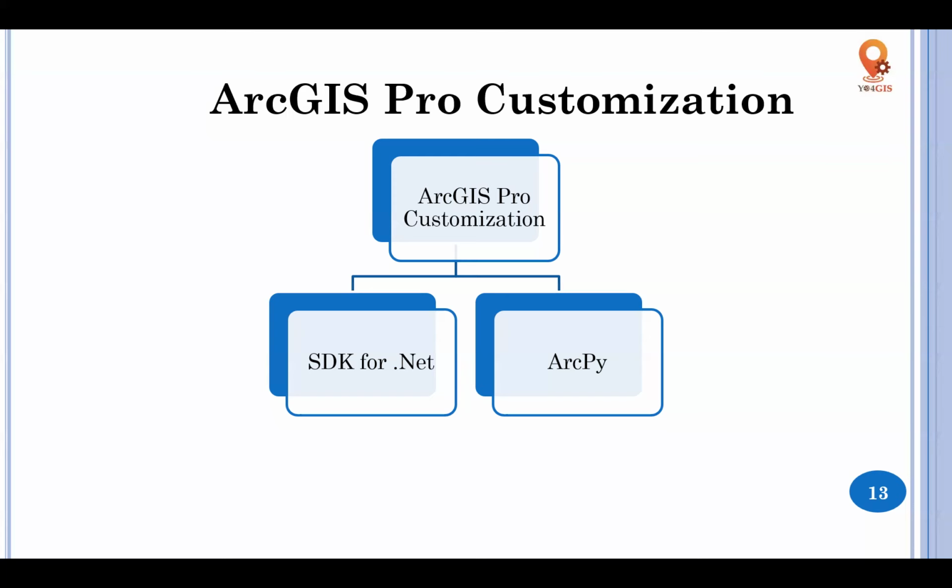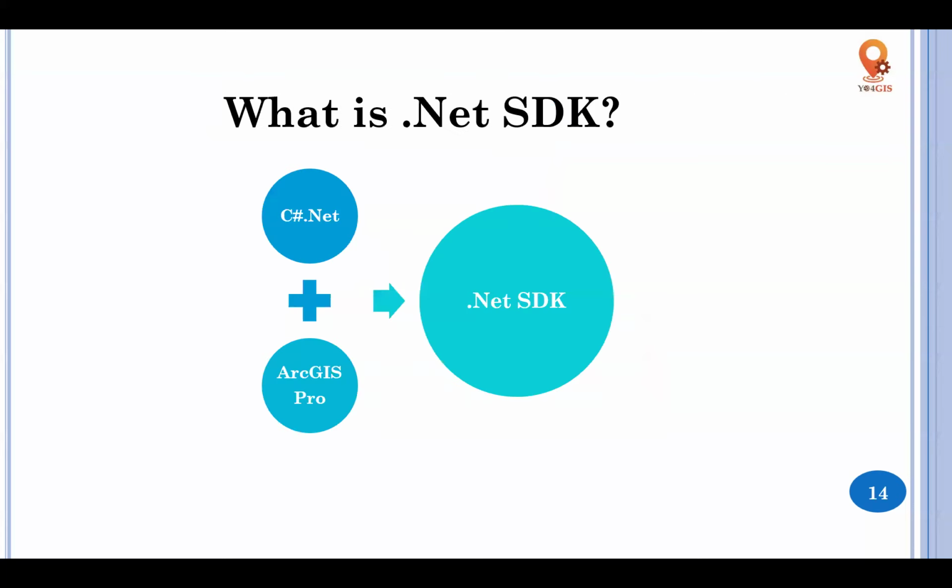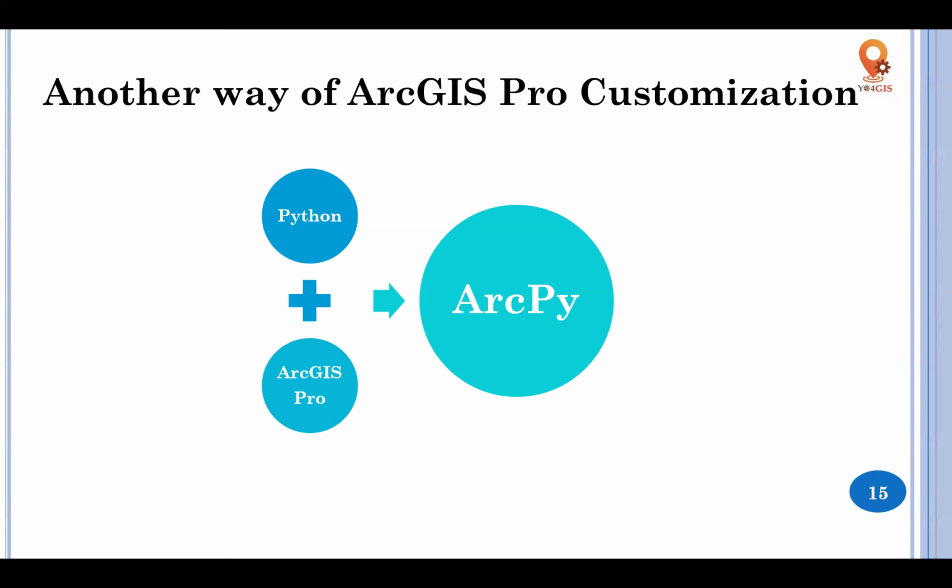So here, ArcGIS Pro customization has two different flavors. One is using C#.NET, the other one is using Python and ArcPy. If you want to do the customization using C#.NET, you have to know ArcGIS Pro, C#.NET and the .NET SDK. But if you want to do the customization using Python and ArcPy, in that situation you have to know ArcGIS Pro and you have to know Python.